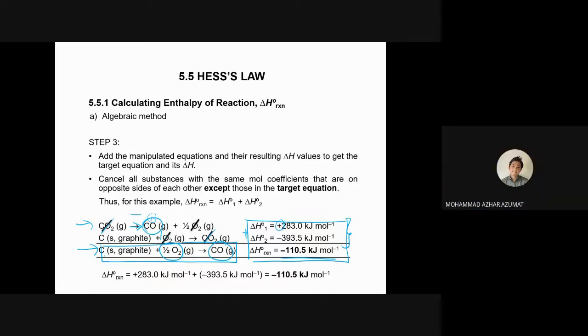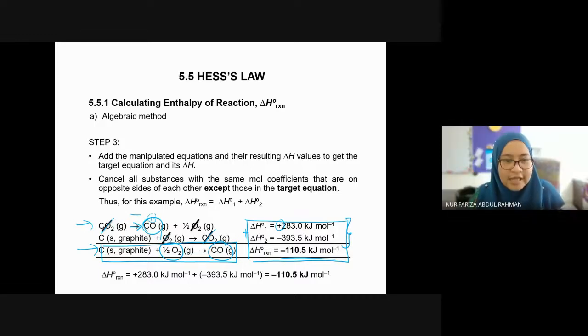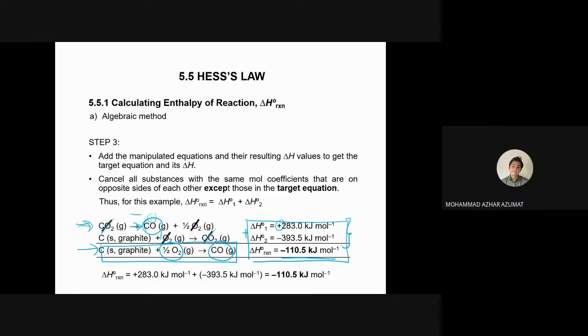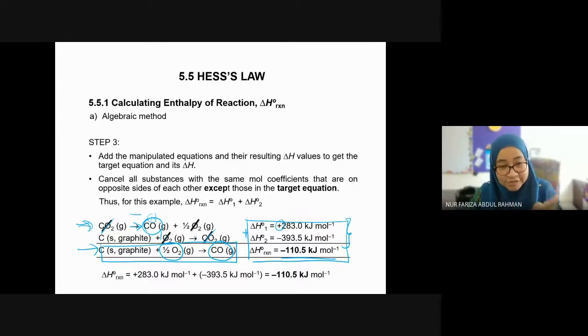Maksudnya dia tu reactant ke ataupun apa enzim namanya? Tak. Dia adalah reactant lah. Cuma untuk reaction pertama dia adalah reactant. Reaction kedua dia adalah produk. Enzim tu catalyst. Catalyst tu dia cerita lain.